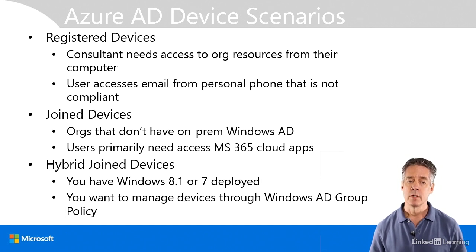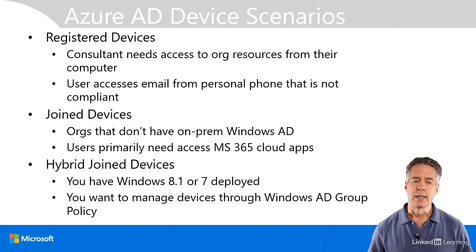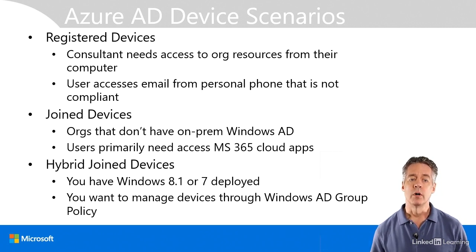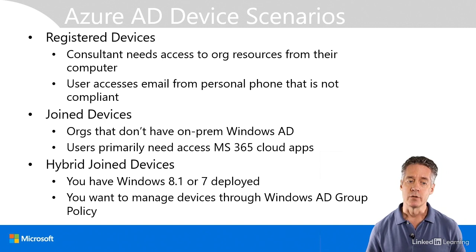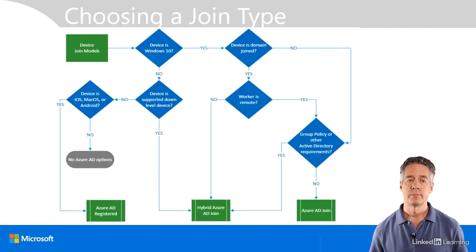Hybrid join devices, probably the primary use for this would be the down-level client. So they don't have Windows 10, they're running Windows 8.1 or 7 on the desktop, but you may still want to control or manage the device, allow synchronization or authorization against both. And so hybrid join could be your choice for that. Another reason you might do hybrid join devices is because you have Windows AD group policy and you want to be able to apply that to those down-level devices.